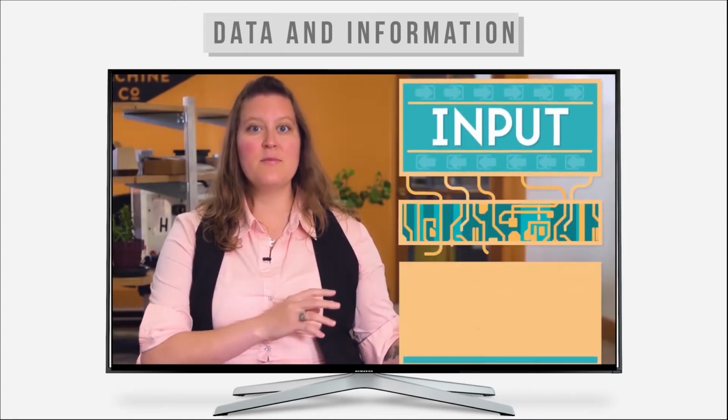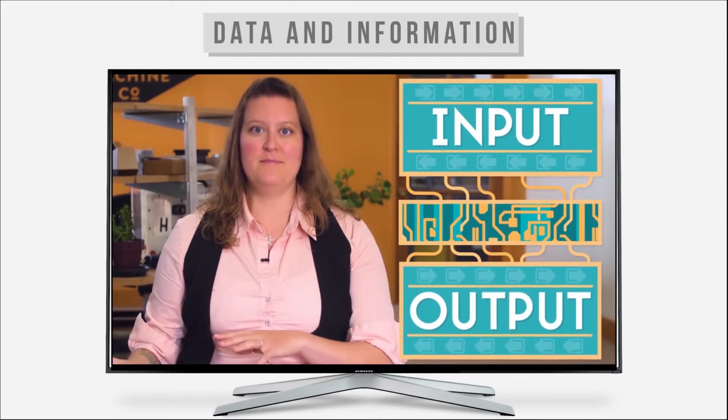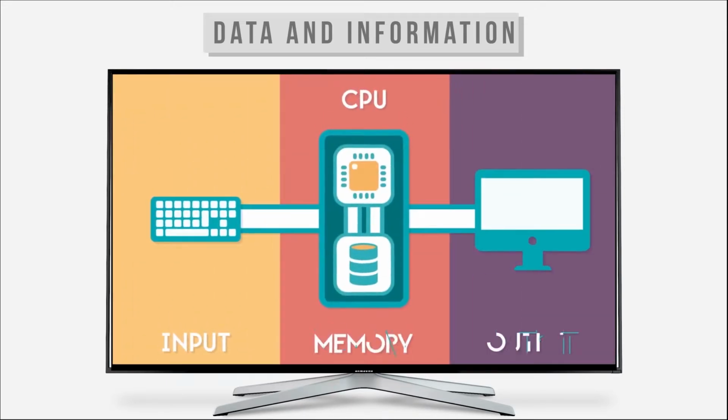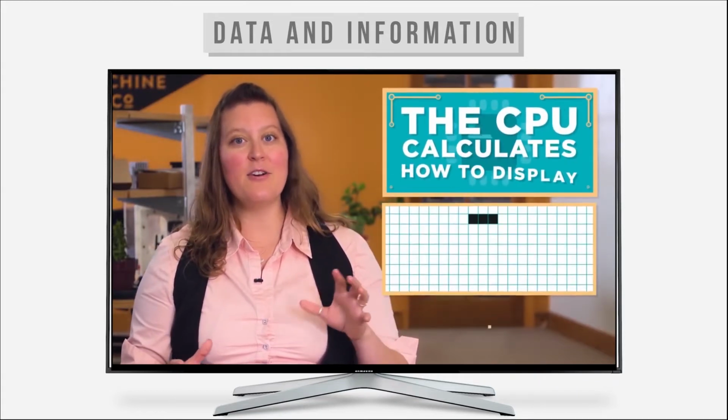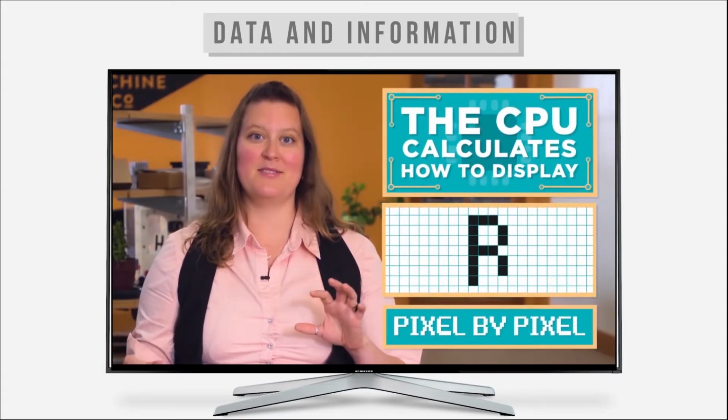Now let's look at a simple example of how input travels through a computer and becomes output. When you press a key on your keyboard, let's say the letter B, the keyboard converts the letter to a number. That number is sent as binary, ones and zeros, into the computer. Starting from this number, the CPU calculates how to display the letter B pixel by pixel.